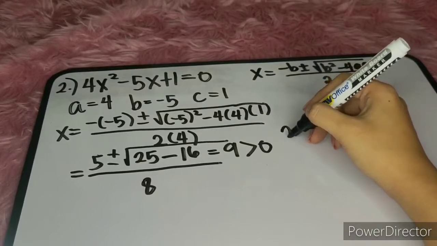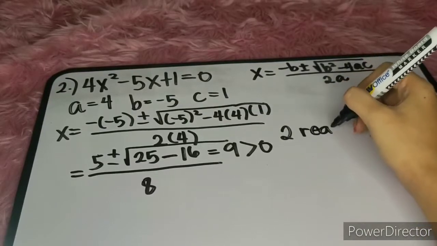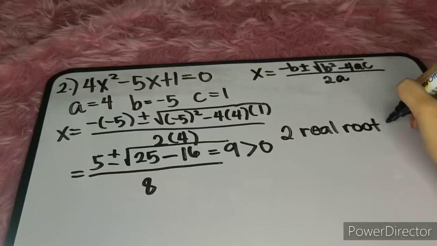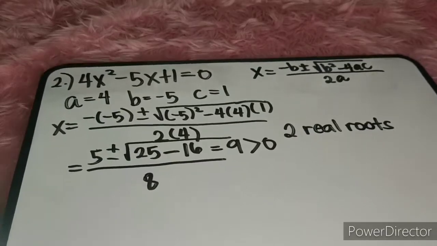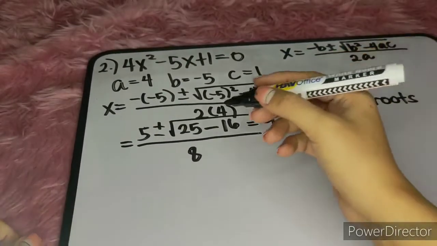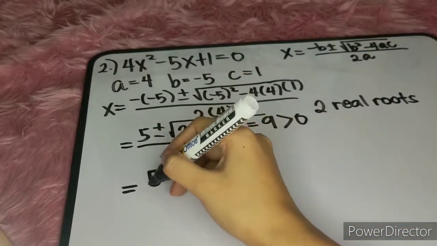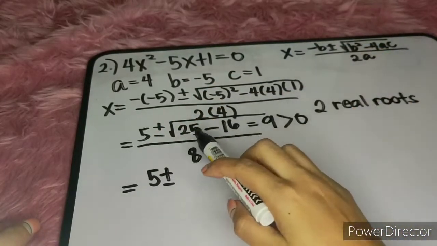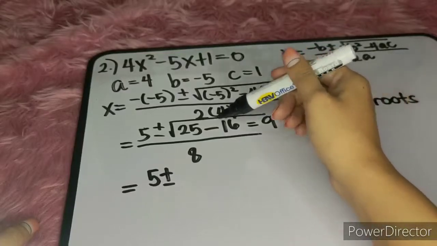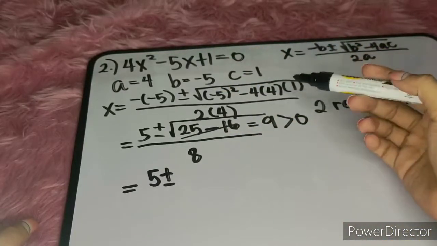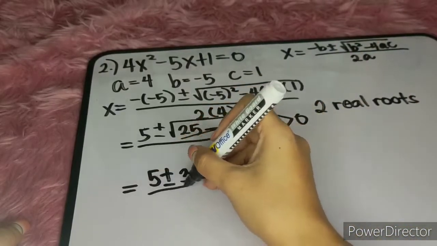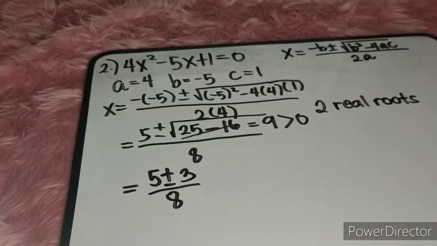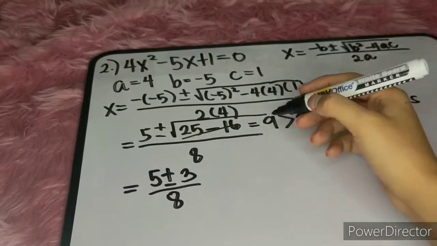We have 2 real roots. So, mamaya magkakaroon tayo ng x sub 1 and x sub 2. Okay? So, para mas mabilis, I will be getting the square root of 9 na. So, di ba 25 minus 16 is 9. So, the square root of 9 will give us 3 and then over 8. So, we will now be getting our x sub 1 and x sub 2.